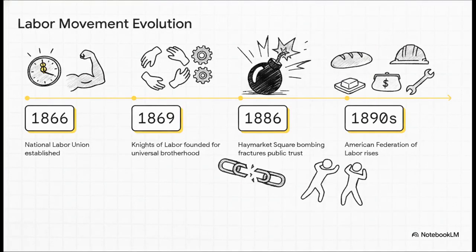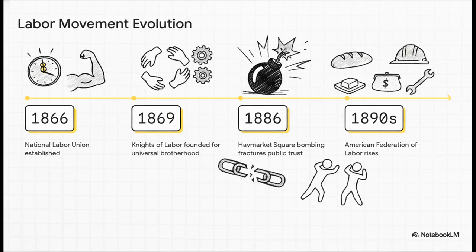And so, the labor movement evolved, and it evolved fast. Early groups pushed for the 8-hour workday, and the Knights of Labor dreamed of a universal brotherhood, hoping to eventually replace the wage system so workers could own the factories themselves. But in 1886, a catastrophic turning point occurred. A bomb was thrown at police during a labor rally in Chicago's Haymarket Square. The public recoiled in horror, instantly associating the labor movement with violent anarchism.